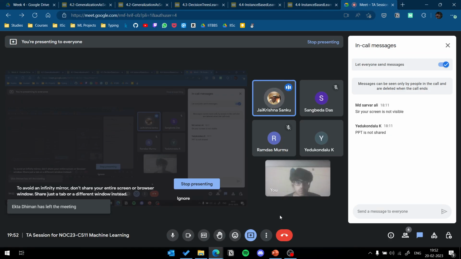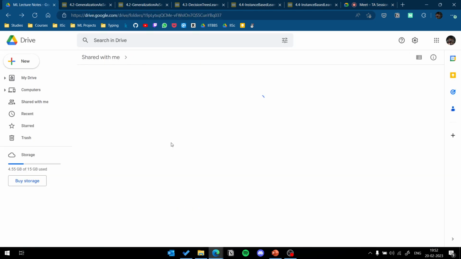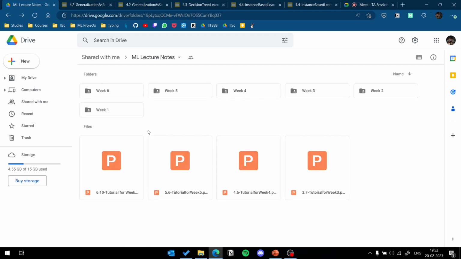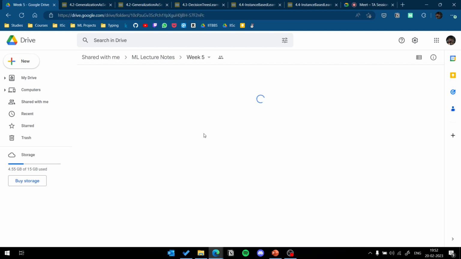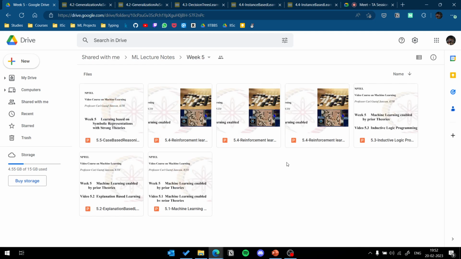So week 5 has Q learning, and then it has the Monte Carlo. Week 5 will have explanation based learning, and it has also got inductive logic programming, ILP. Yes, inductive logic programming.